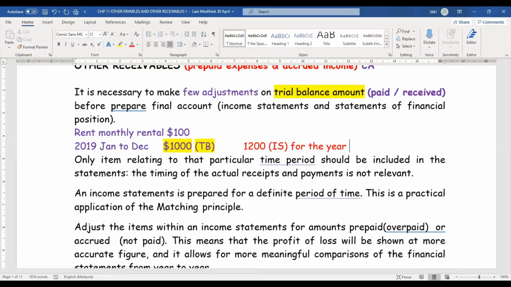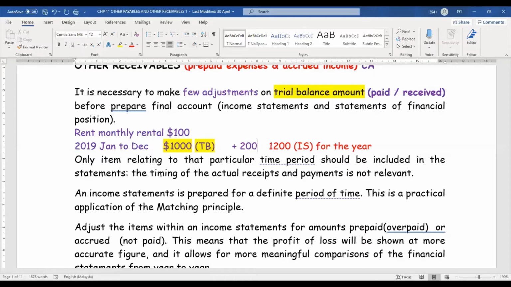So in an income statement, we supposed to write how much for the year, regardless if we have paid or not. So here, the 1,000 we paid will be recorded in the trial balance. And then what we need to do to get 1,200? Now we need to plus another 200. And what is this 200?